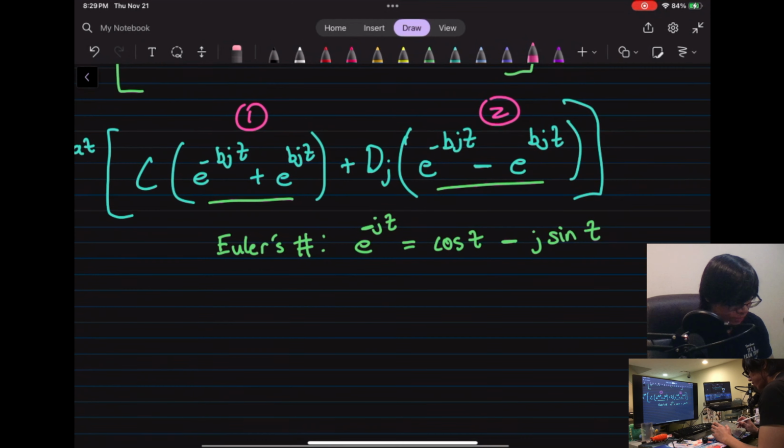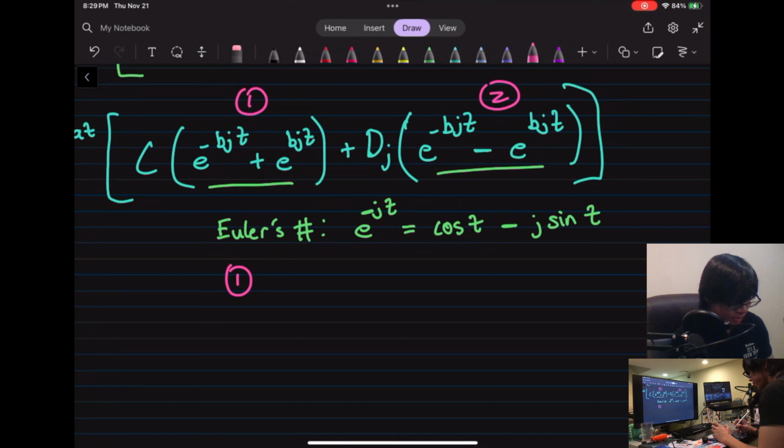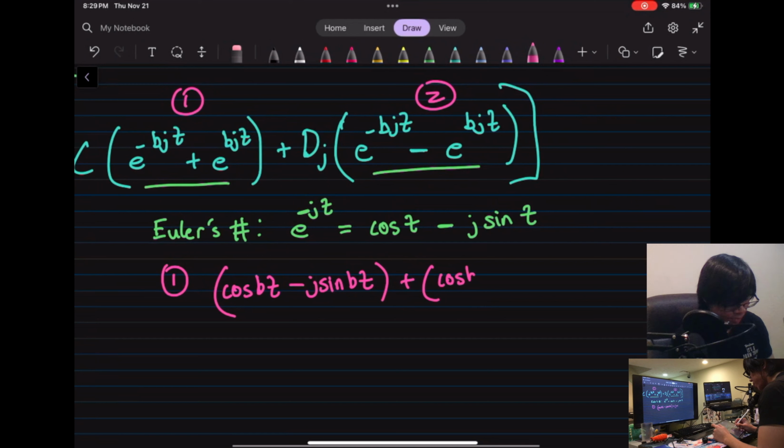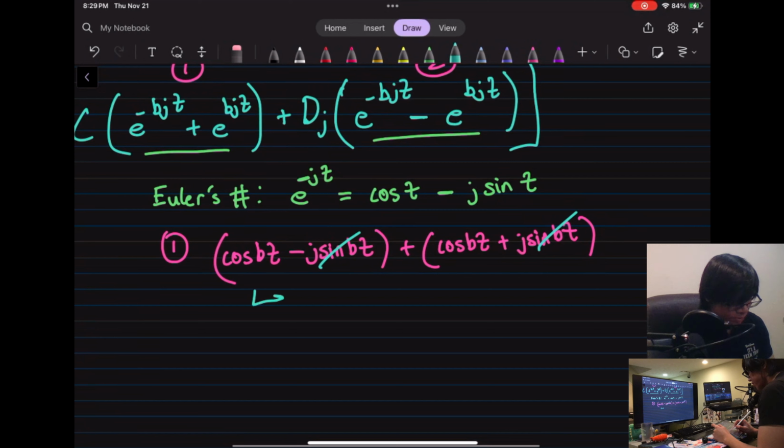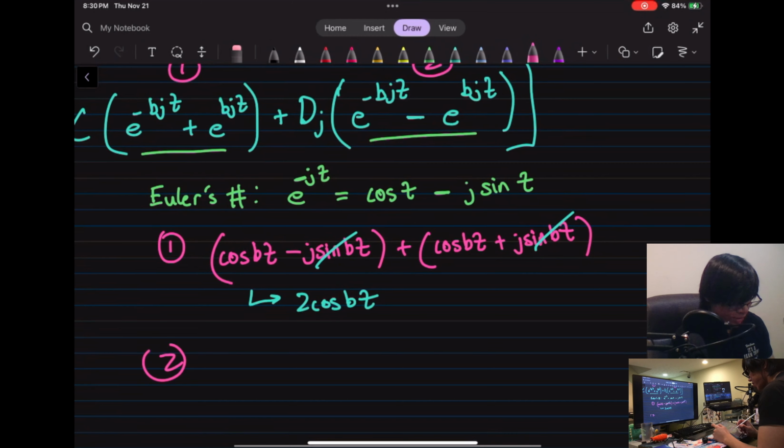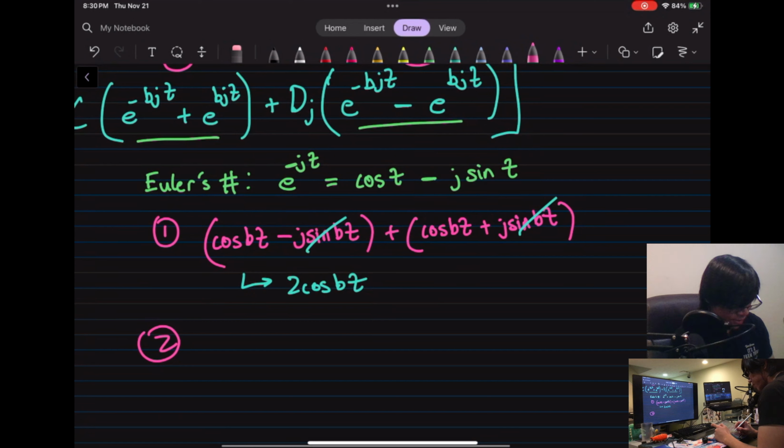Applying that identity for 1, this is negative bjt, so we have cosine bt minus j sine bt. And then for that second exponential, we're adding it, and we have the positive version, so cosine bt plus j sine bt. These cancel out, and this cosine survives, so we have 2 cosine bt. And for the second, hopefully you see where this is going. The negative in front again, so cosine bt minus j sine bt.